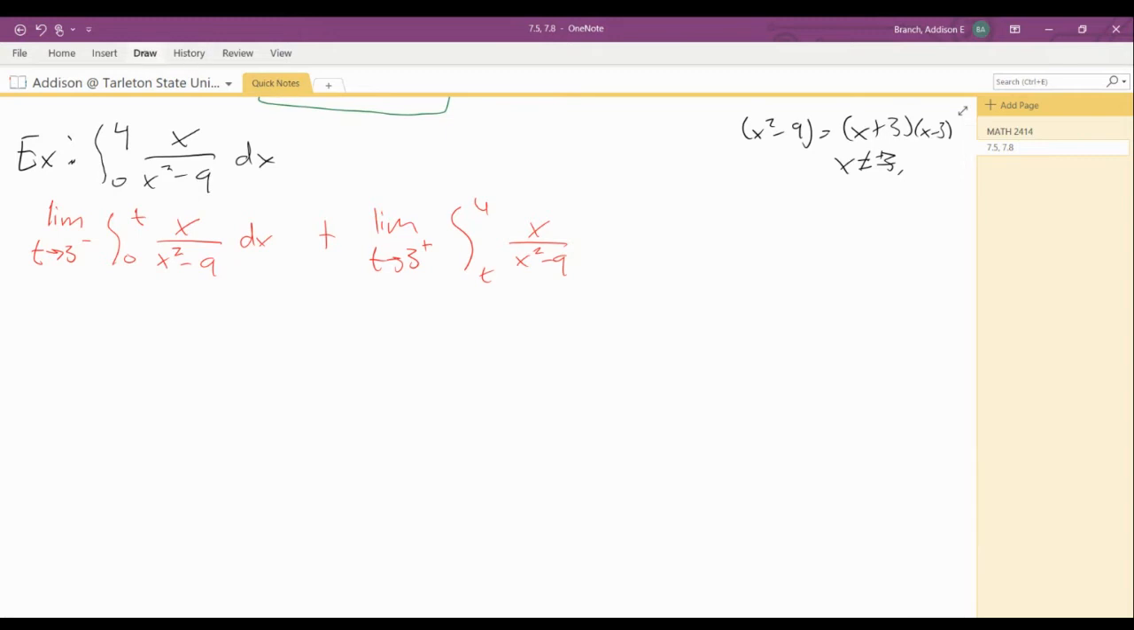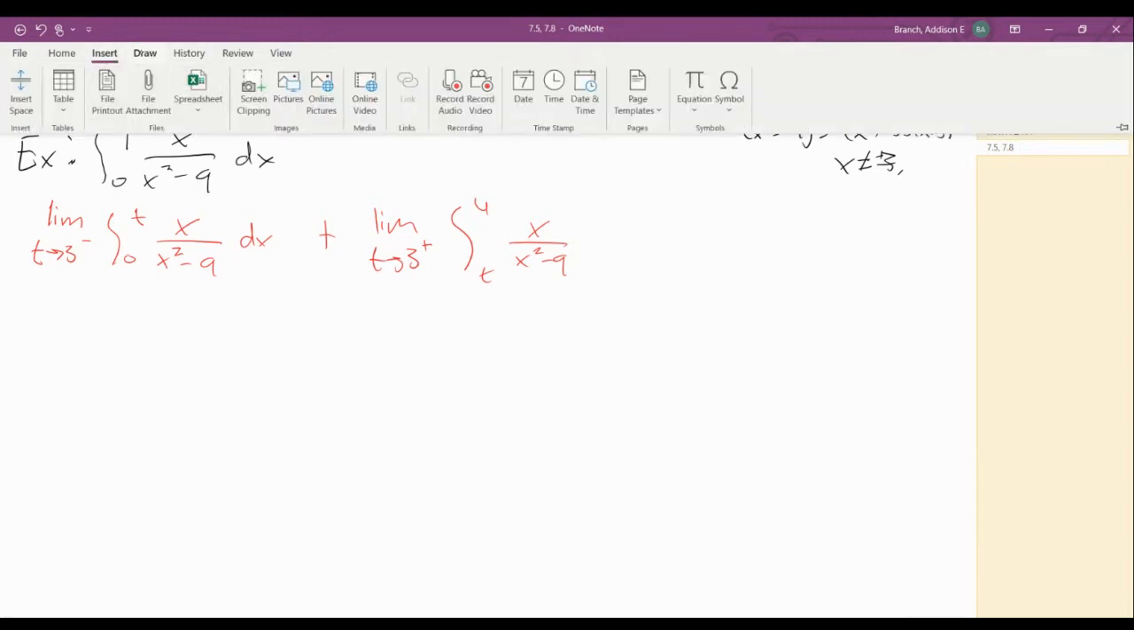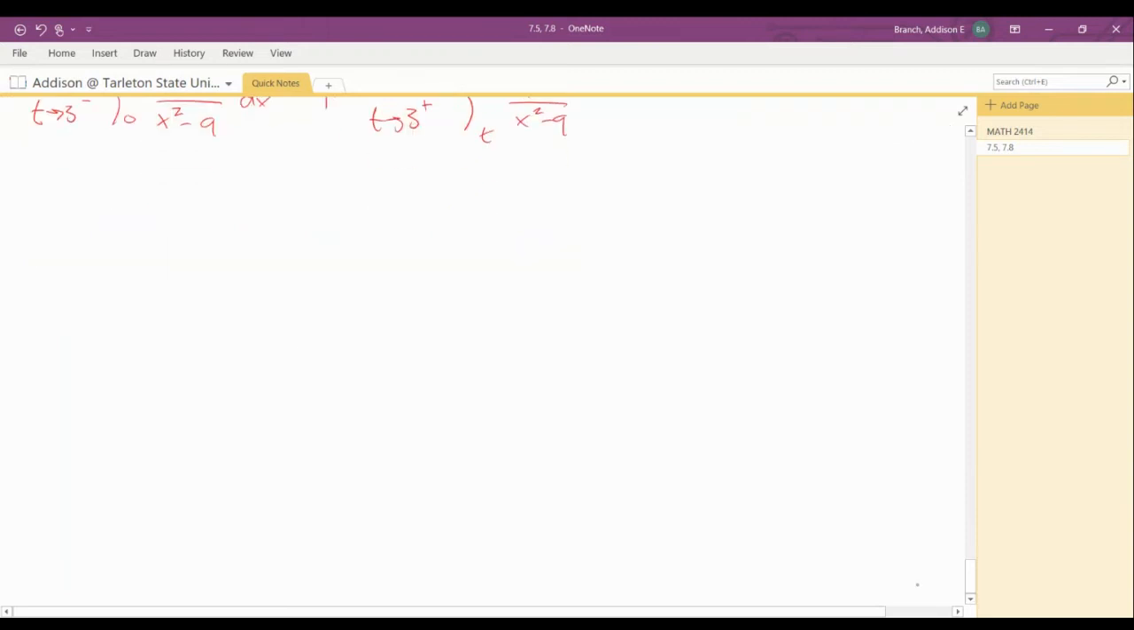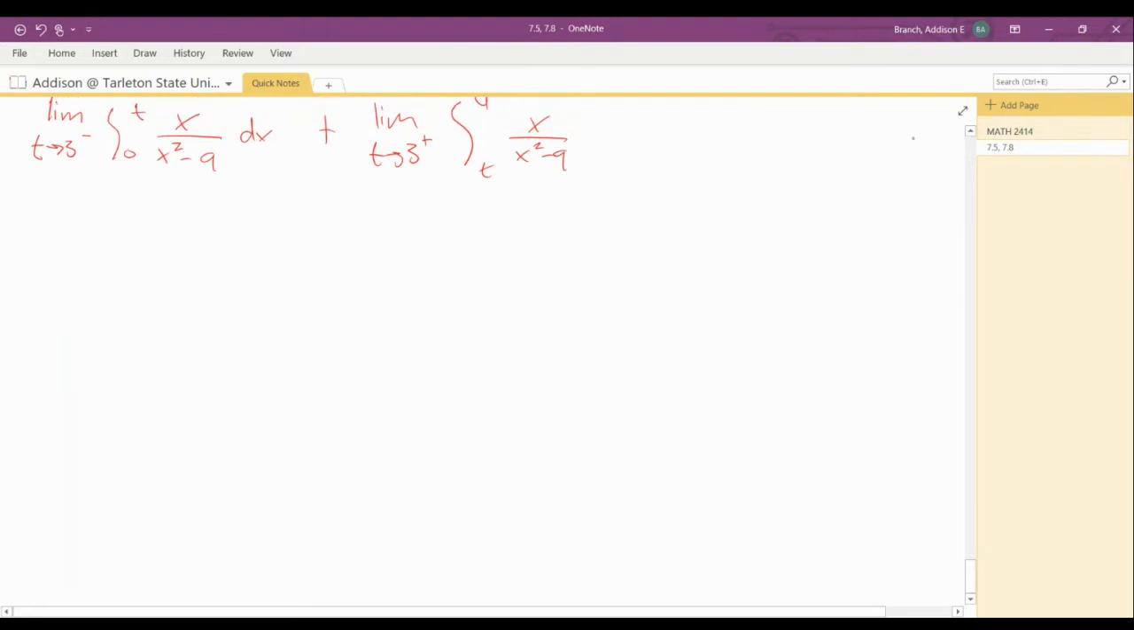So now let's look at just one part of this, since if one of these is divergent, the whole thing is divergent. So if we do the first one and it diverges, we can honestly just stop. If it converges, then we need to go check the other one. So let's look at this part right here.